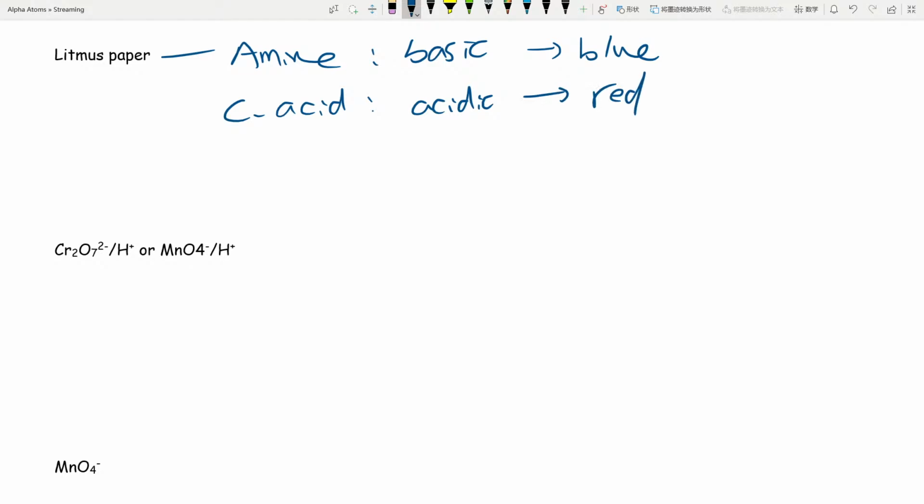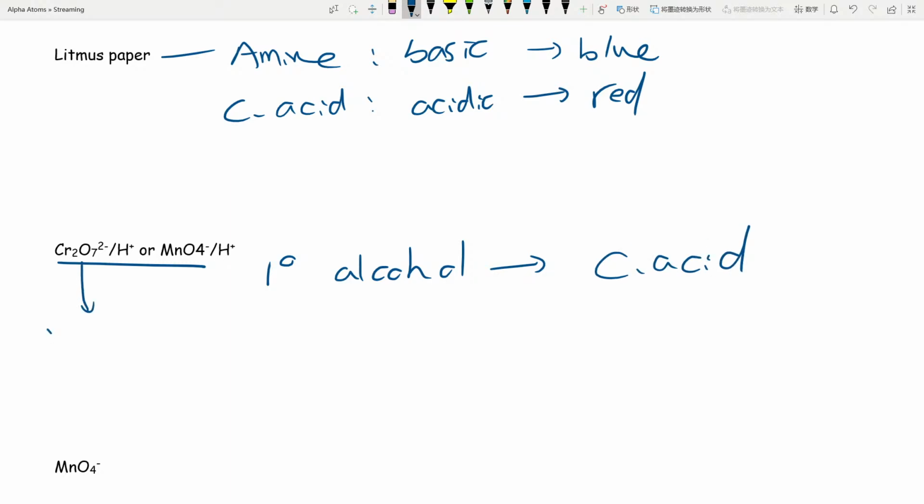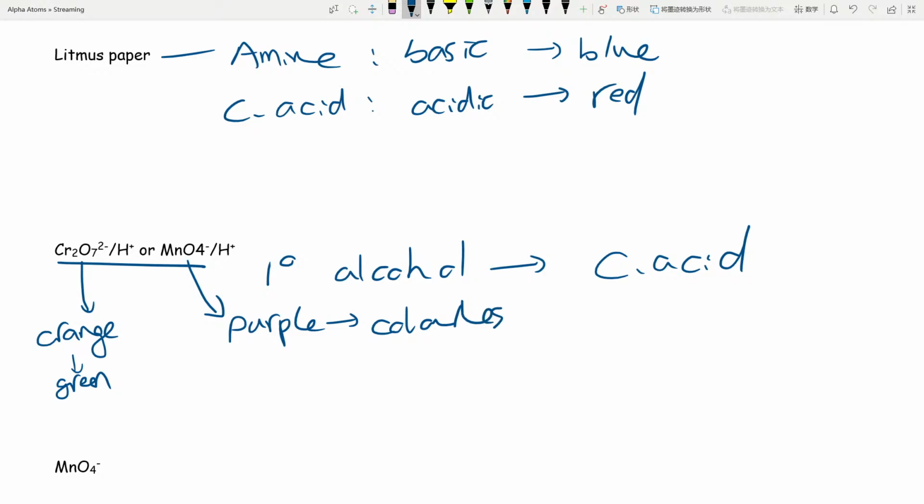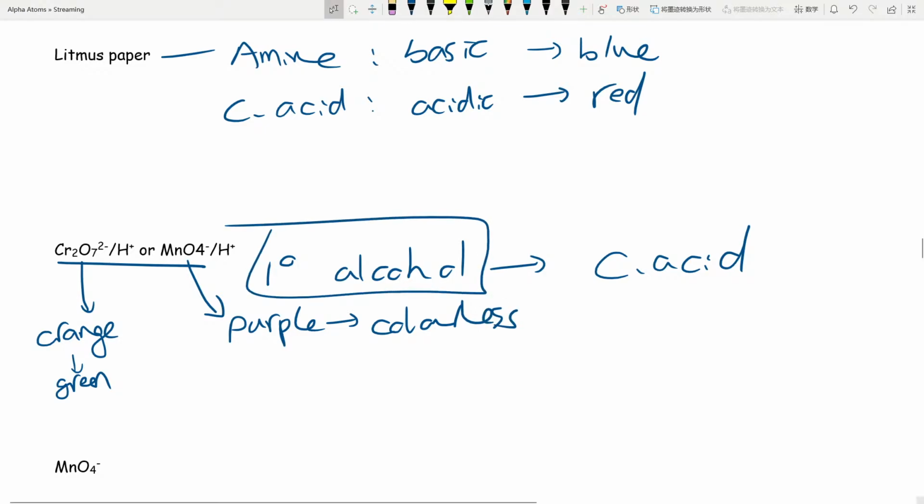Okay, very straightforward. Now for these two, they would be really helpful to distinguish primary alcohol, because primary alcohol can be oxidized into a carboxylic acid, and that will show a color change. So this is going from orange to green, and then your purple potassium permanganate, the triple P's I like to call, goes from purple to colorless. Okay, so this is really useful to distinguish primary alcohols.